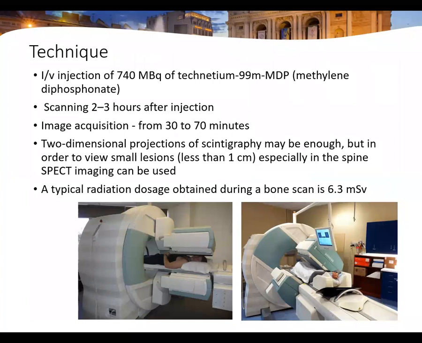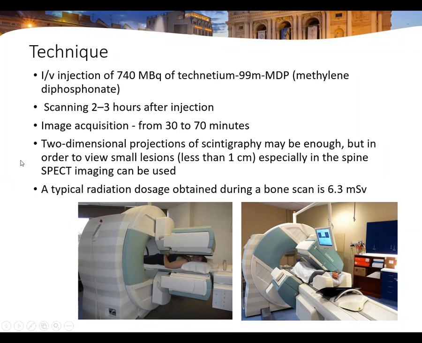We perform intravenous injection of 740 megabecquerels of technetium-99m MDP. This is methylene diphosphonate. The isotope technetium-99m is combined with the MDP compound to make this radiopharmaceutical, which will be selectively accumulated within the bone lesions. The scanning we perform 2-3 hours after the injection. We must wait until this radiopharmaceutical is accumulated and spread within the bones. The duration of the scan is from 30 to 70 minutes.